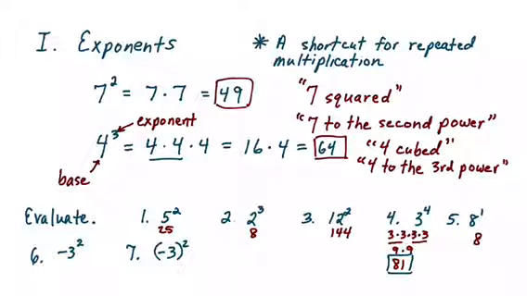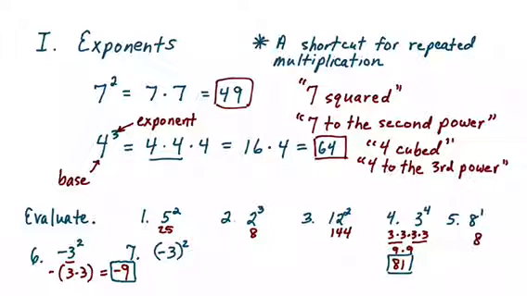On number 6, one thing about exponents that you need to make sure you understand is the exponent only applies to the number or letter that it is next to unless you have parentheses. So for example, in number 6, our base is 3, not negative 3. And so we're going to square 3, and then we're going to apply the negative to that. And so here we're going to end up with negative 9. 3 times 3 is 9, and then apply the negative.